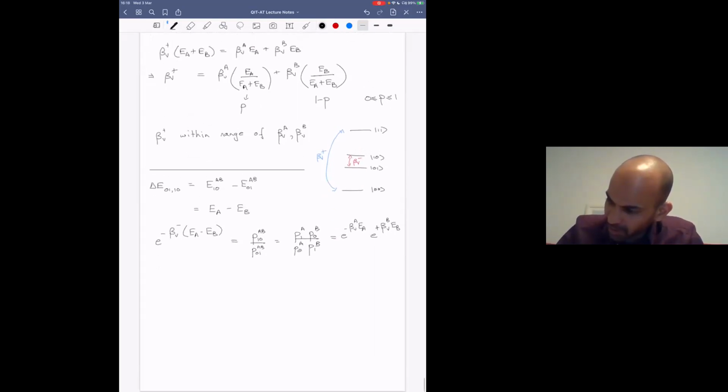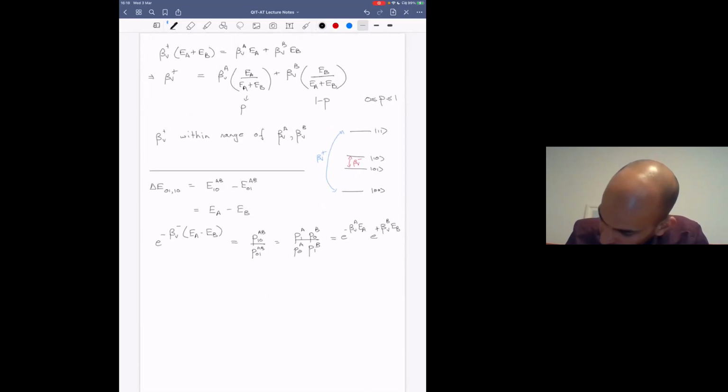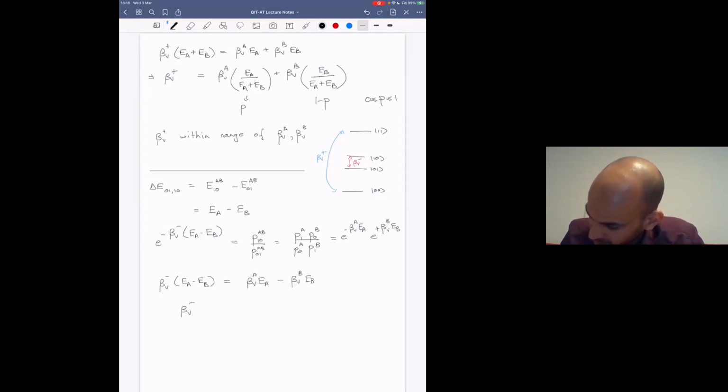And so now I do the same thing. I look at the exponential, I take the log, and I get the following equation: beta V minus times EA minus EB is equal to beta VA EA minus beta VB EB. And so beta V minus is this: beta VA EA minus beta VB EB upon EA minus EB.